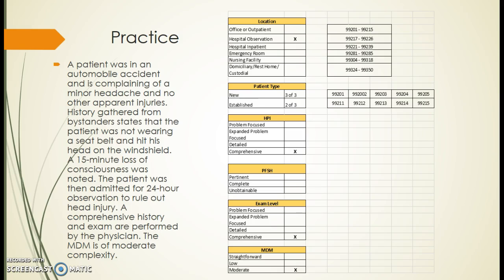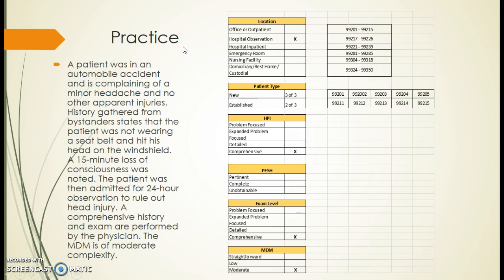And that is on page, it starts on page 9, goes to page 10. And then let's plug in our key components and match up a code. So since he went through the emergency room, that makes him new or initial contact, so he has to have all 3 key components.